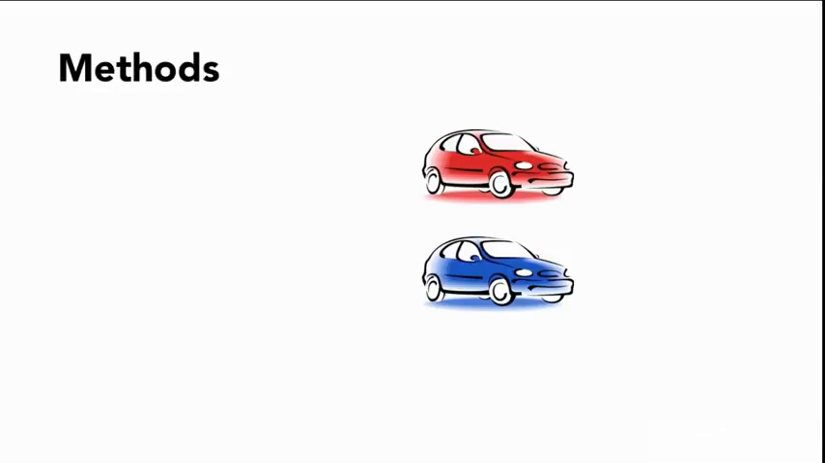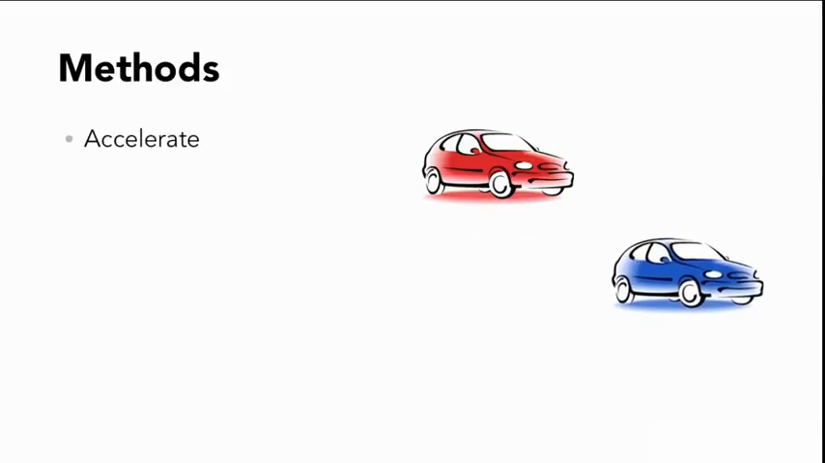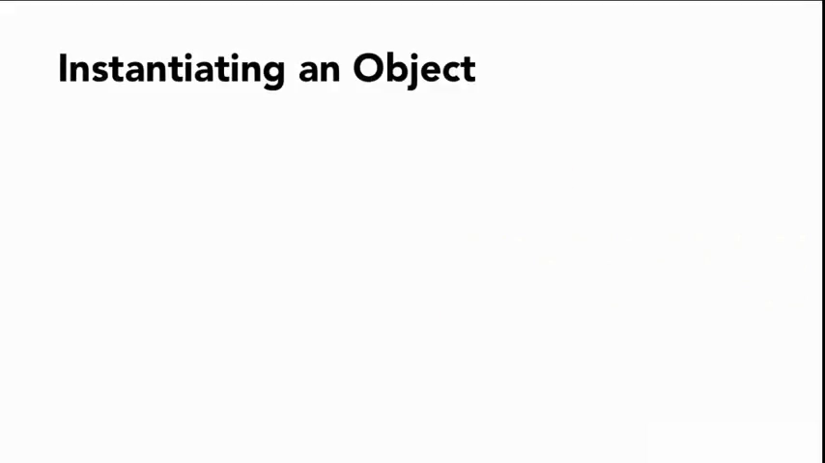Methods dictate what an object can do. In the case of a car, accelerate is a useful method. Although all cars can accelerate, they operate independently of each other. In programming terms, you create an instance of a class or instantiate an object. This simply involves using the class's constructor method with the new operator and storing the object in a variable.